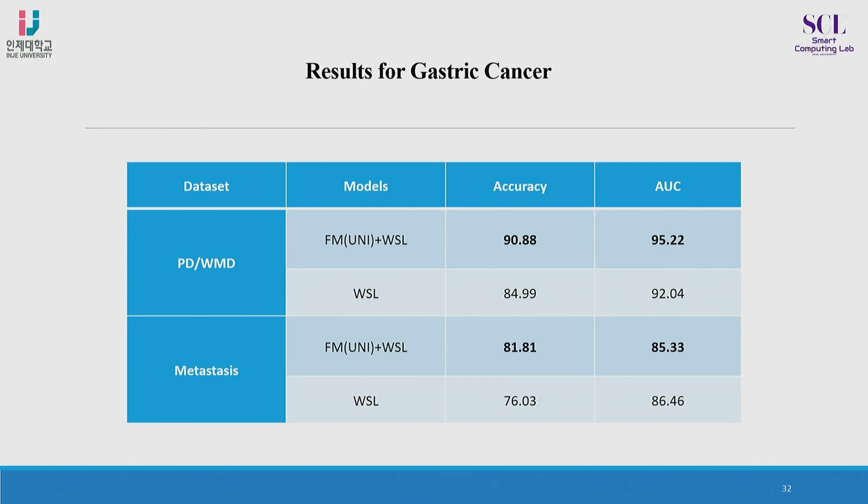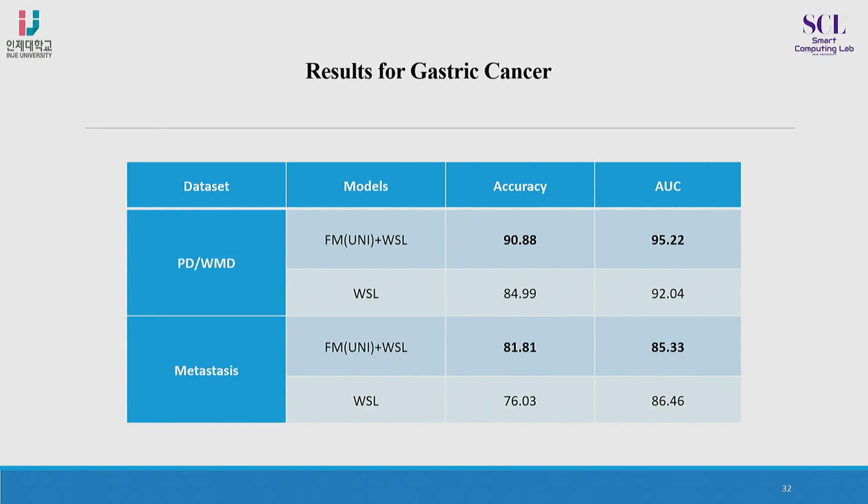for PDWMD. Previously, we were using simple weakly supervised learning, which is based on ImageNet. While using the ImageNet architecture, we extracted the features and trained our weakly supervised model, and we got an accuracy of 84.99 for this PDWMD classification. When we integrate our foundation model, which is solely trained on digital pathology whole slide images, because this is domain specific, it abruptly increased the accuracy of our model from 84 to 90.